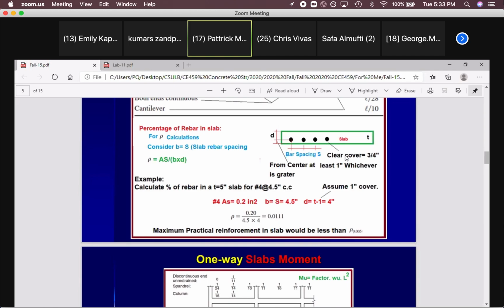Thank you. And then if your rebar is smaller, where you end up with less than 1 inch, you have to increase the clear cover space. Clear cover, yes, you will get more than 3/4.